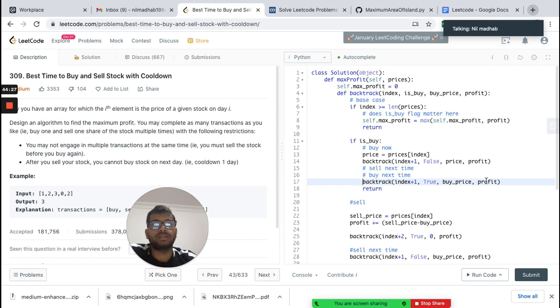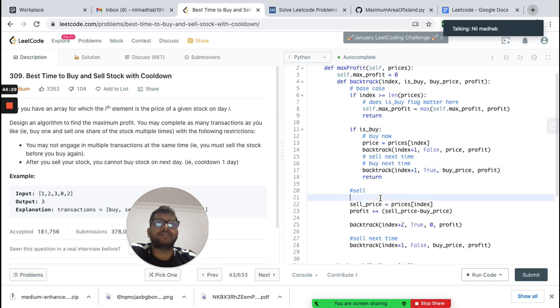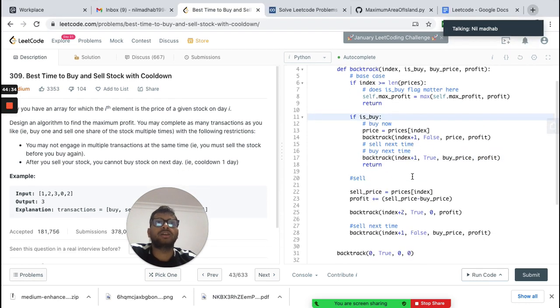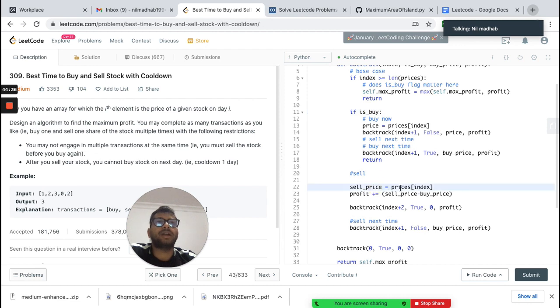That's it. Or if this flag is false, then we need to sell it. So the sell price will be prices of index, at this price we sell it. We have two options, sell today or sell next time. Next time is very simple, we just do index plus 1 and false, buy price and profit. We don't do any update here.